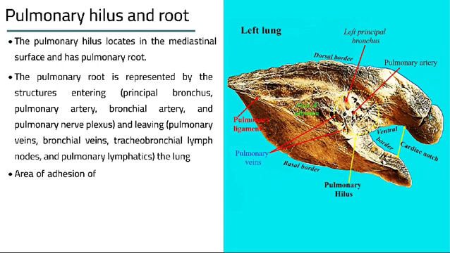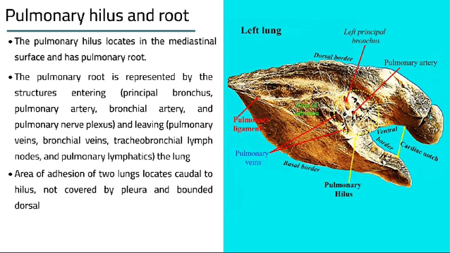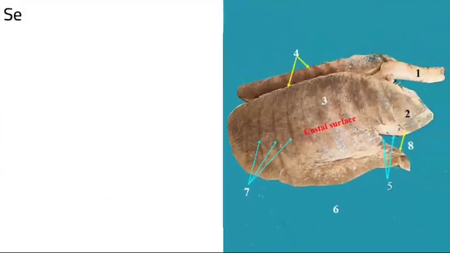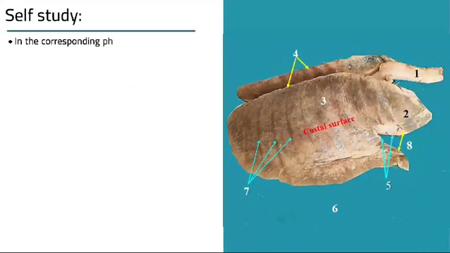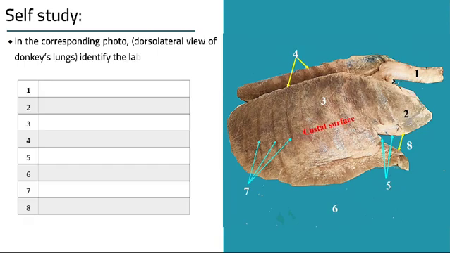The lung area of adhesion of the 2 lungs is located caudal to the hilus, not covered by pleura, and bounded dorsally and ventrally by lines of reflection of the pulmonary ligament. Self-study. In the corresponding photo, dorsolateral view of donkey's lungs, identify the labeled items.